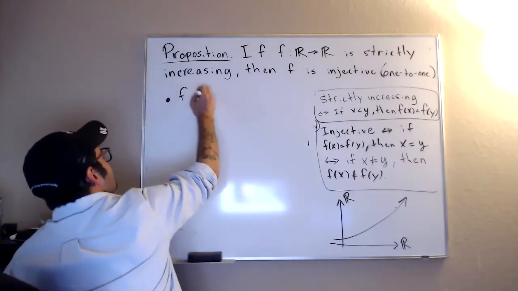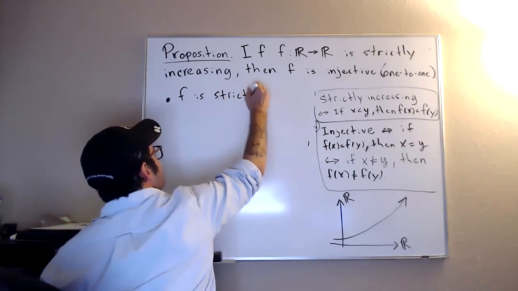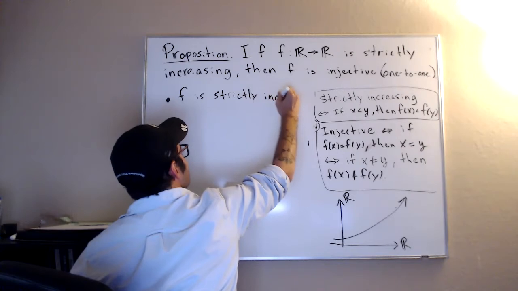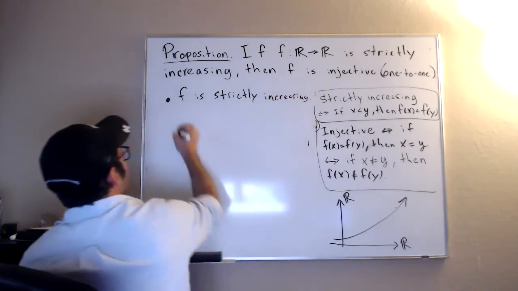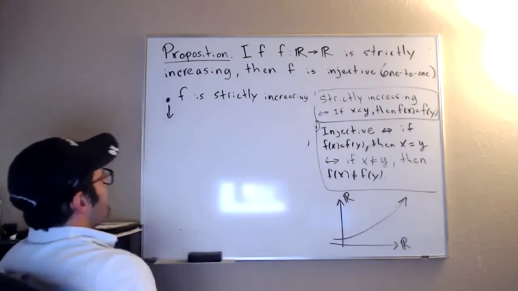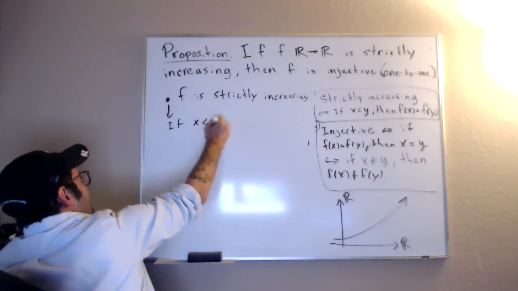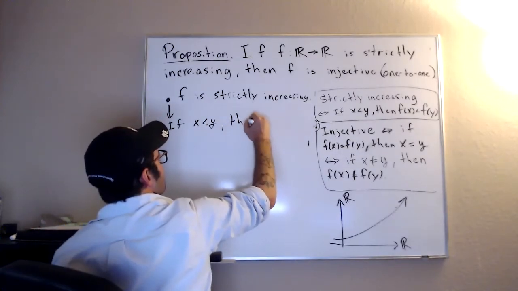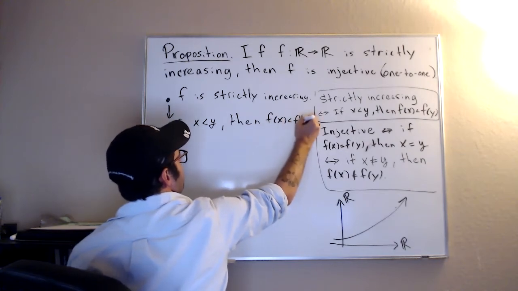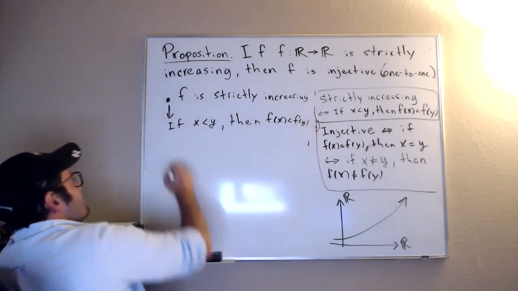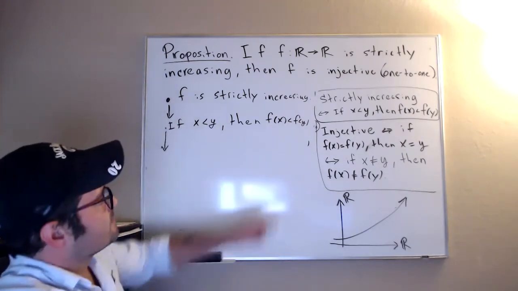If f is strictly increasing, then that means that if x is less than y, then f of x is strictly less than f of y. That's that definition right there. Then we need to somehow use that information to show that it's injective.